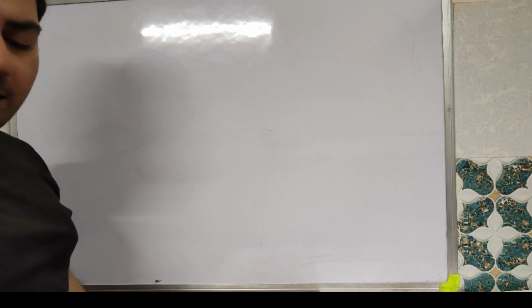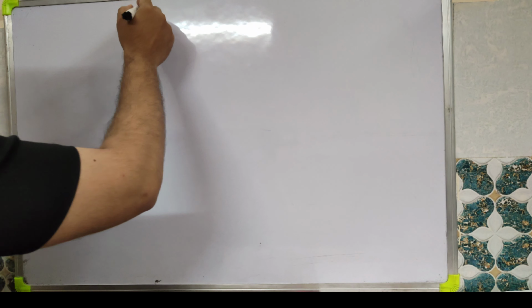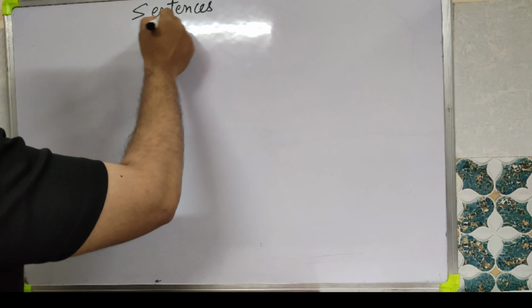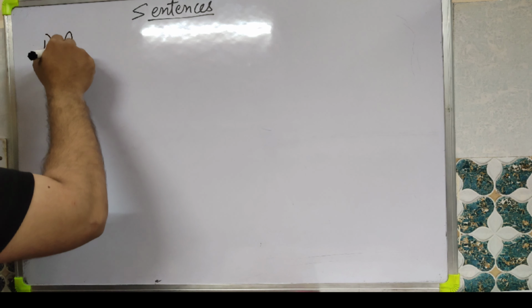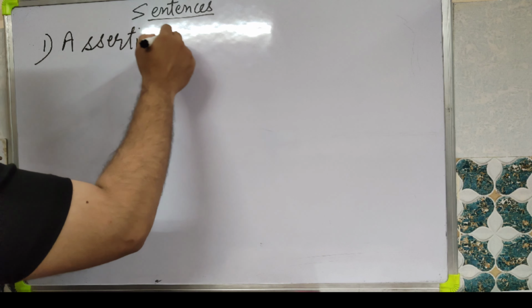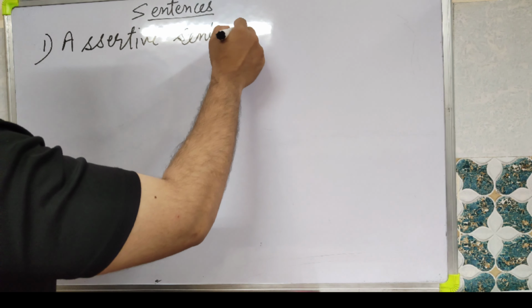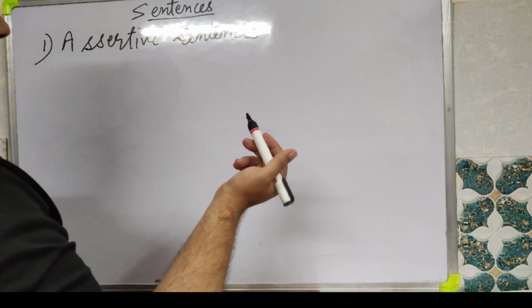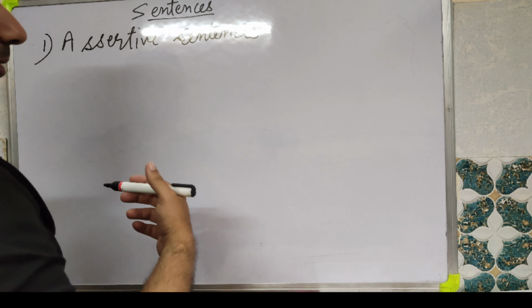So today we are going to start with the sentences. So let's see how many types of sentences there are. Okay, the first one is going to be assertive. Assertive sentences. So the assertive sentences are going to be in the affirmative form, which are positive.